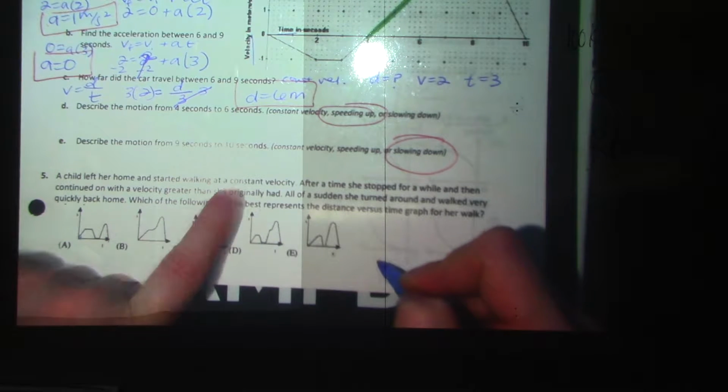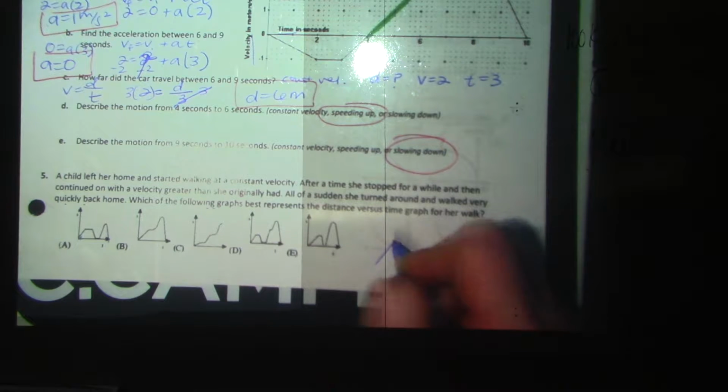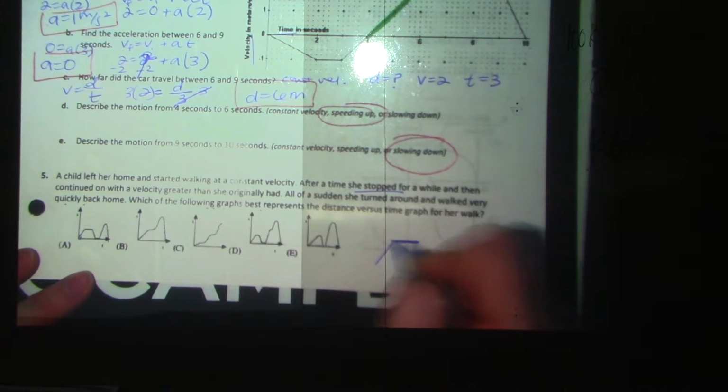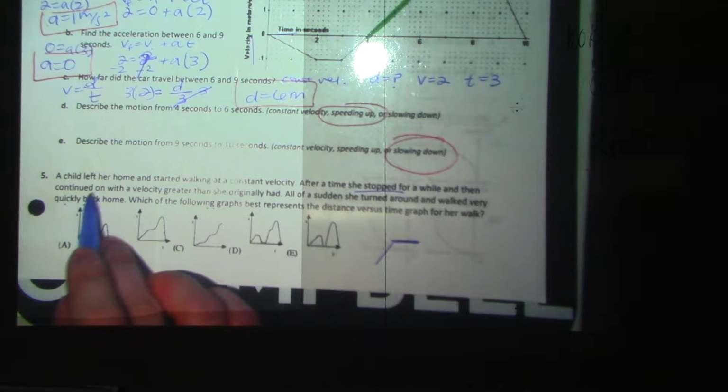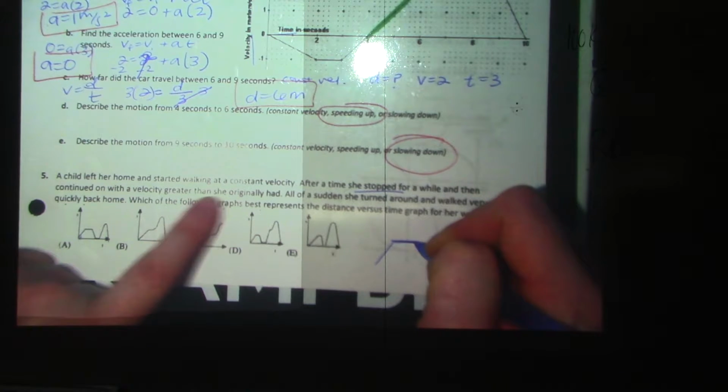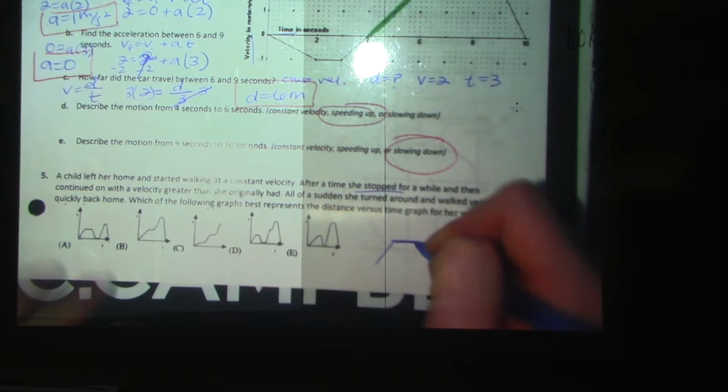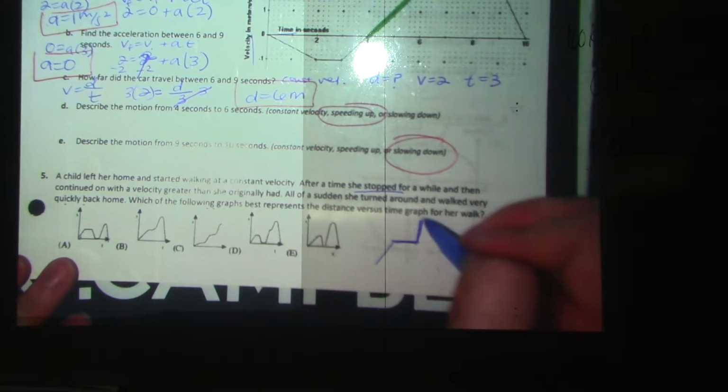So let's say she started at home, so home would be like 0, so they're all starting at 0. She walked forward, constant velocity, that would be straight. She stopped for a while, that would be staying in the same spot, resting. And then she continued on, so she's not turning around and going backwards yet. She's going to continue on with a greater velocity. Going faster is going to look steeper, so yeah, that's excessive, but steeper. And then all of a sudden she turned around and she walked home very quickly, so that would also be steep right there. So I want going up, staying for a little while, going up again, and then coming back. So the only one that goes up, rest, goes up, and then comes back was B.